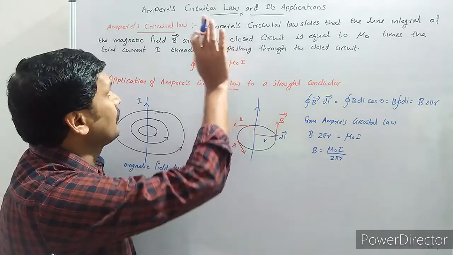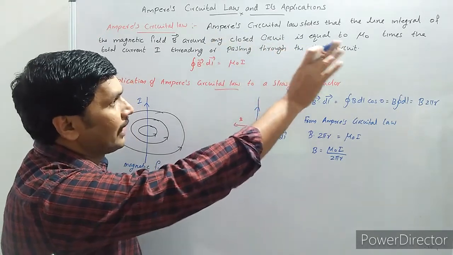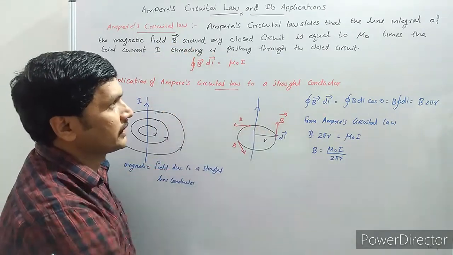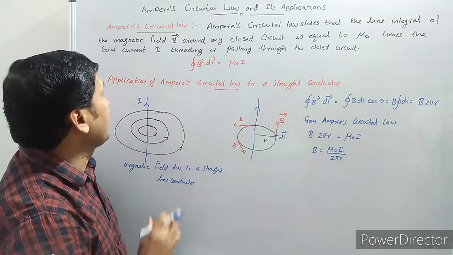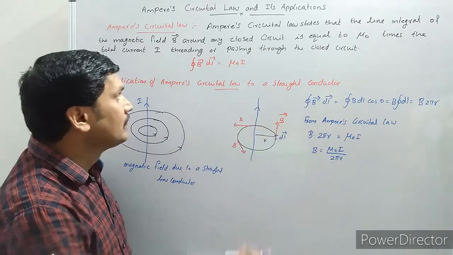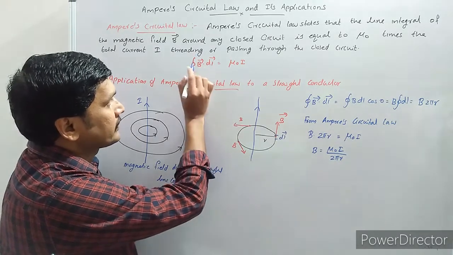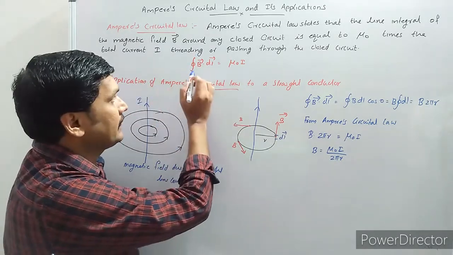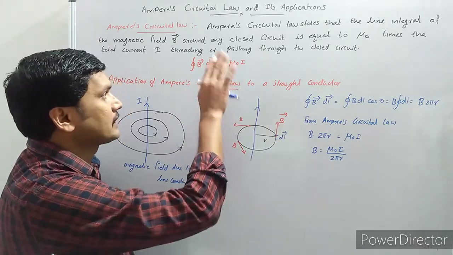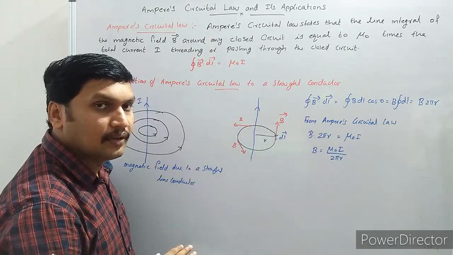That is, according to Ampere's Circuital Law, the line integral of the magnetic field B around any closed circuit is equal to mu 0 times the total current I threading the closed circuit. Mathematically we can write the line integral, over a closed path, of B dot dl is equal to mu 0 times I. Mu 0 is the permeability of vacuum or free space.